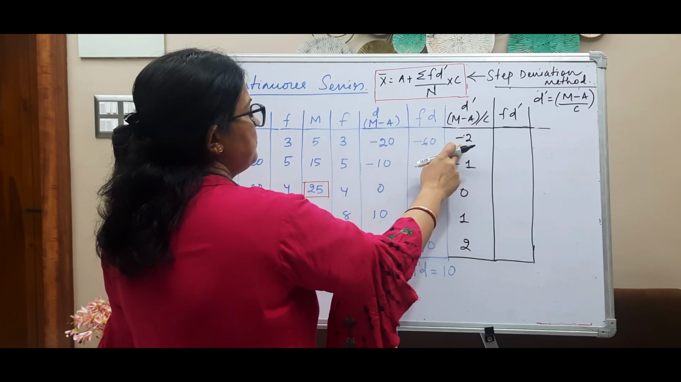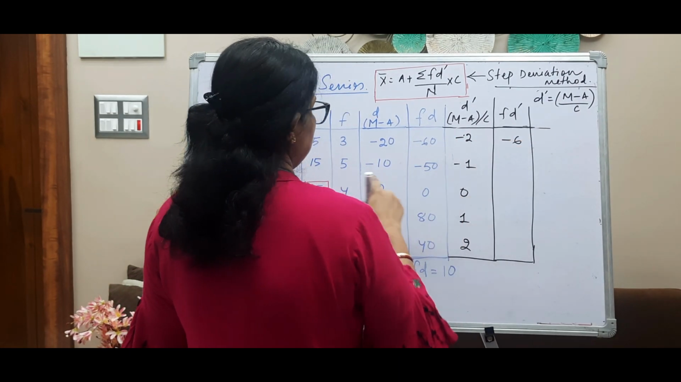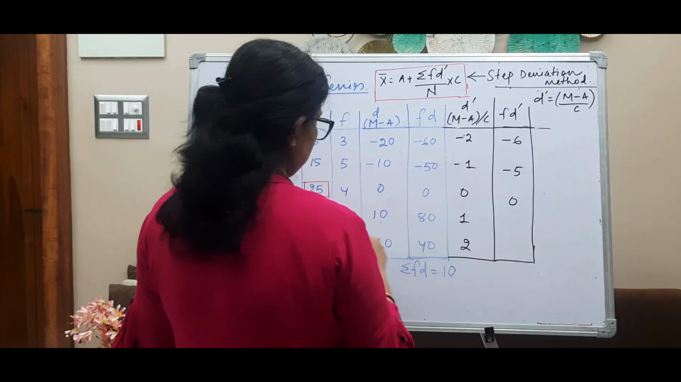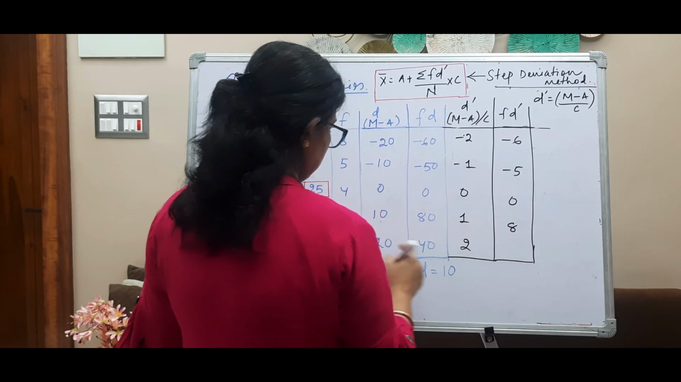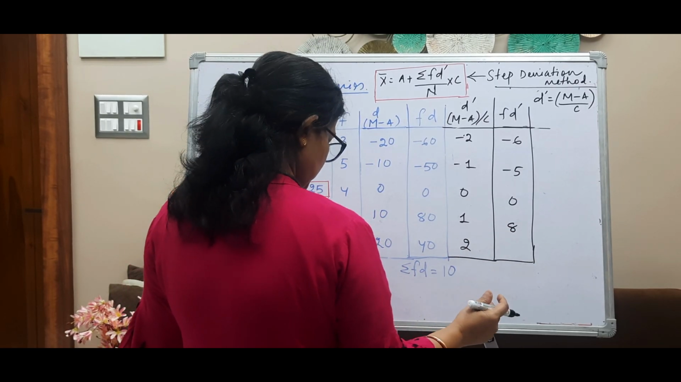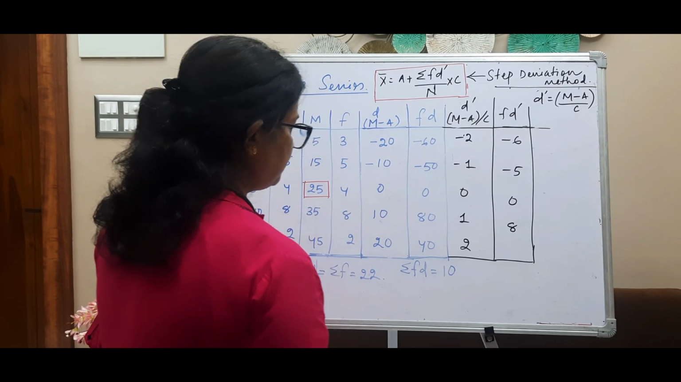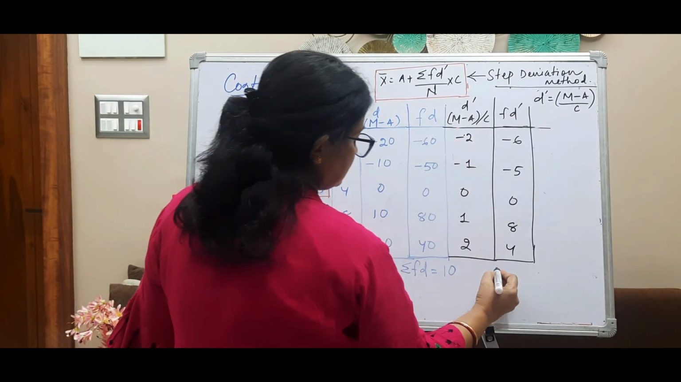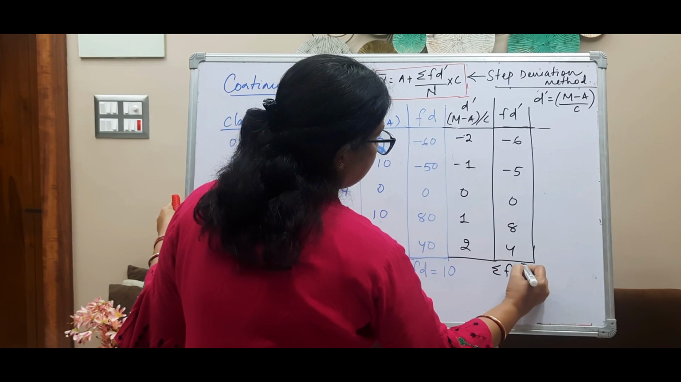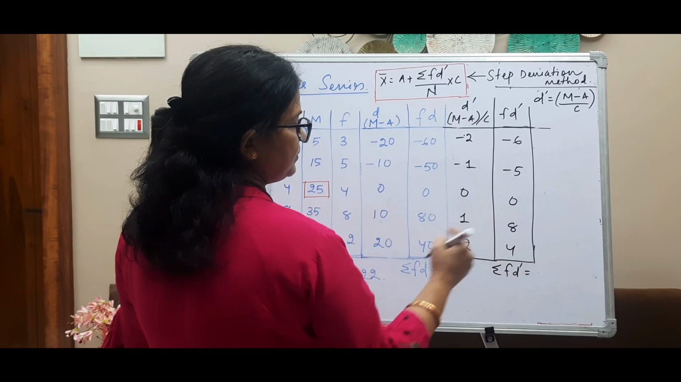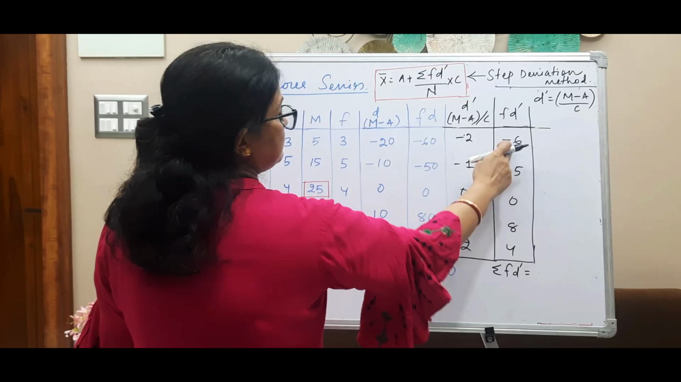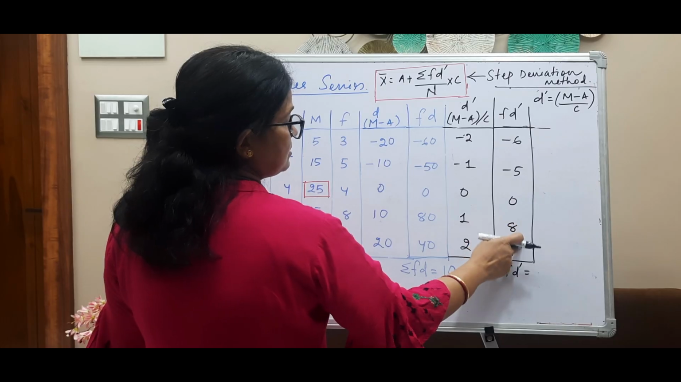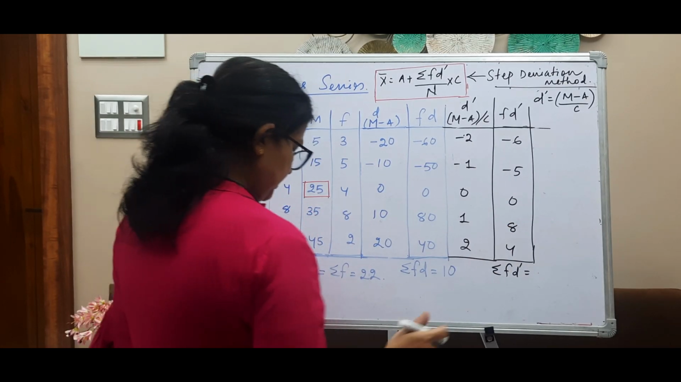So 3 into minus 2 is minus 6. 5 into minus 1 is minus 5. 4 into 0 is 0. 8 into 1 is 8. 2 into 2 is 4. So what is sigma of f d dash? 8 plus 4 is 12. 6 plus 5 is 11. This is minus 11, this is plus 12. So when we go on adding, it will be 1.